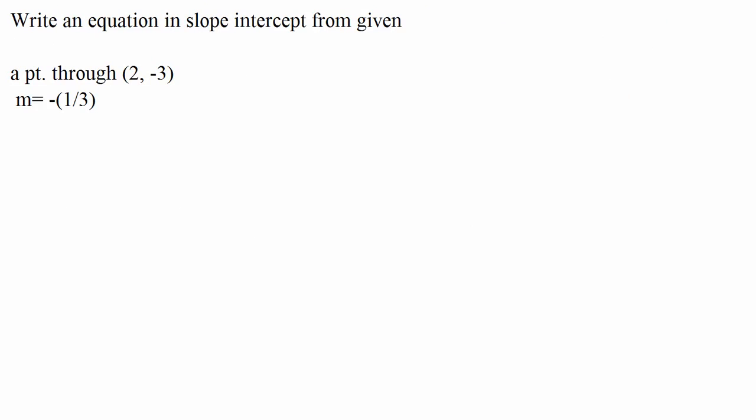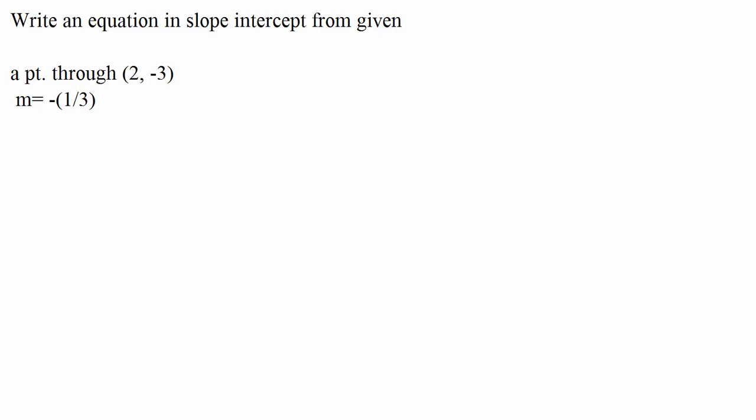Okay, so this next example has the same instructions: write an equation in slope-intercept form. The only difference with this one is we're not given a graph. We're given a point, (2, -3), and we're also given that the slope is equal to -1/3. So remember, that's what m represents. M is always slope. So we're given a point and m.